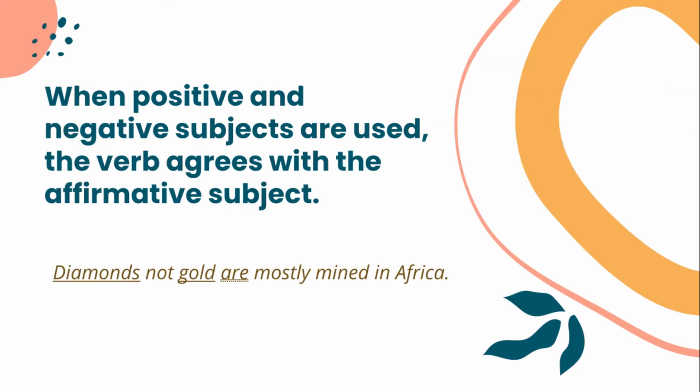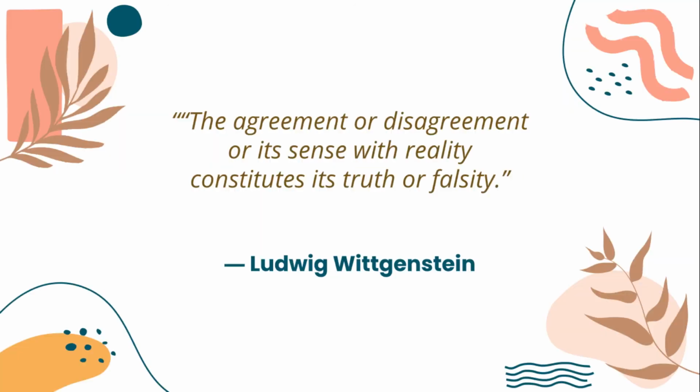When positive and negative subjects are used, the verb agrees with the affirmative subject. For example, diamonds, not gold, are mostly mined in Africa. One philosopher said that the agreement or disagreement, or its sense with reality, constitutes its truth or falsity.